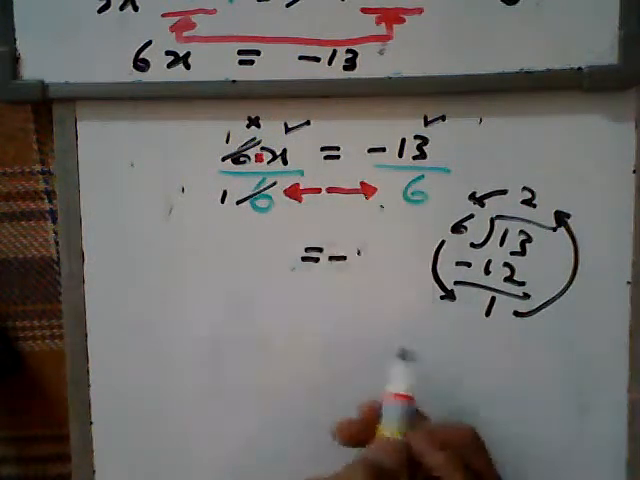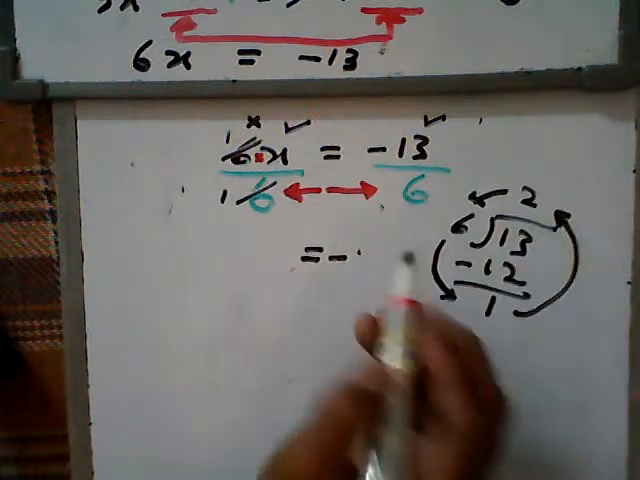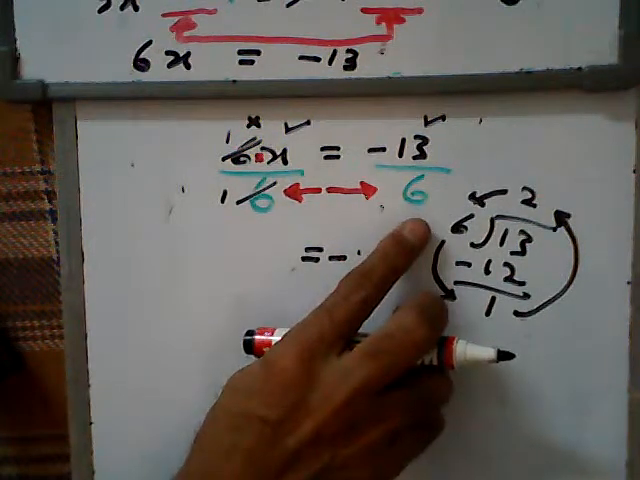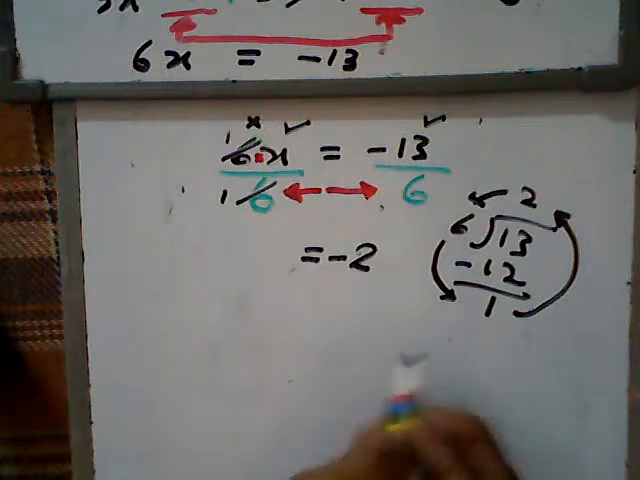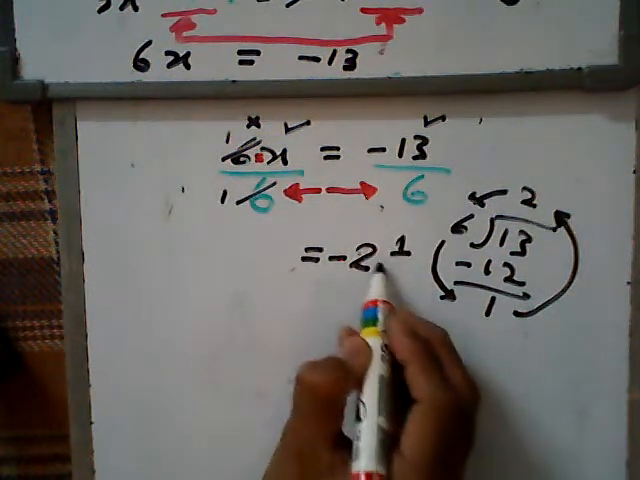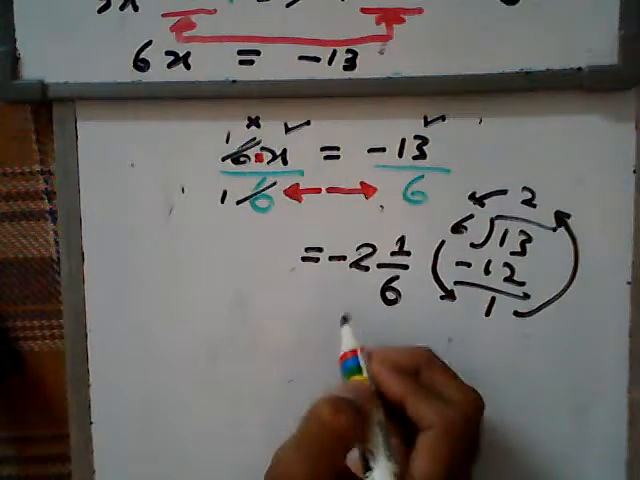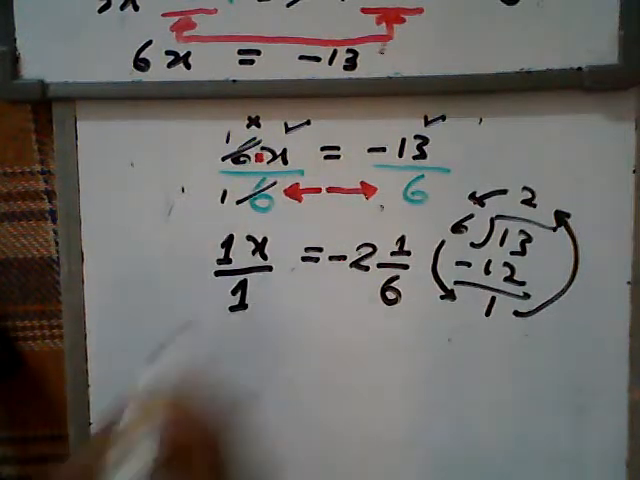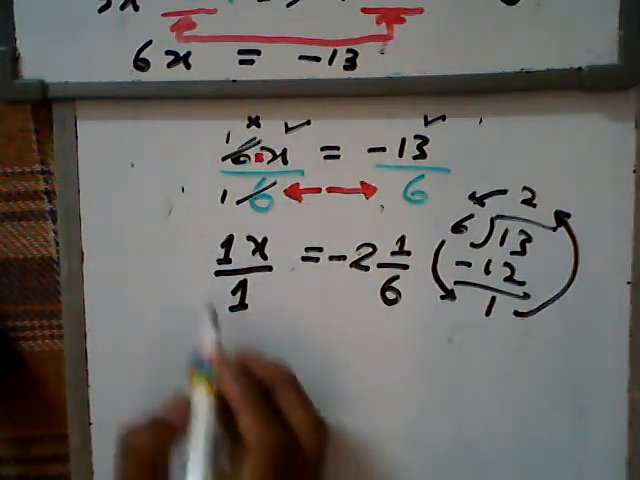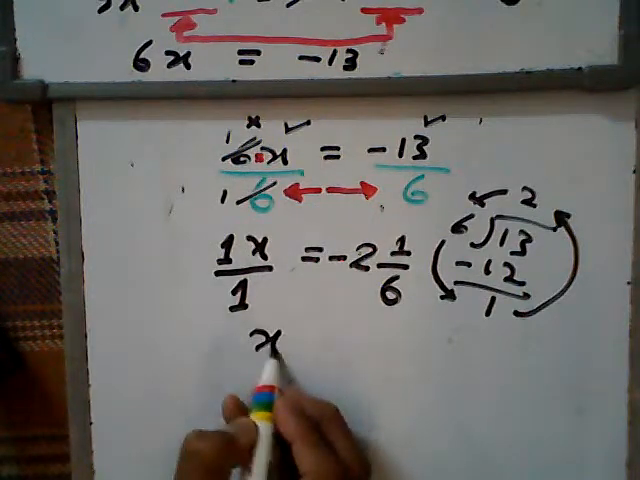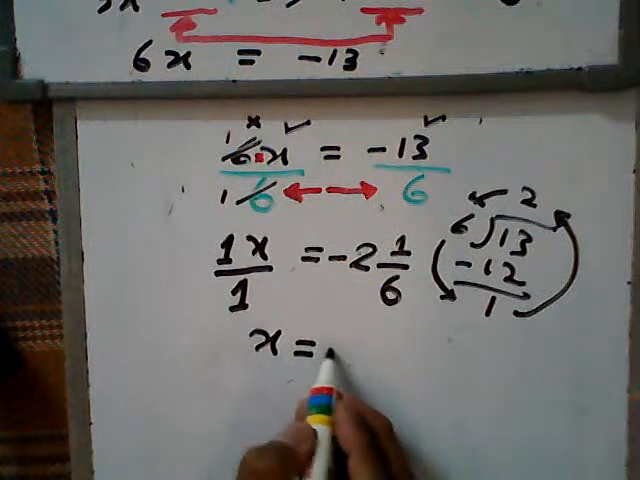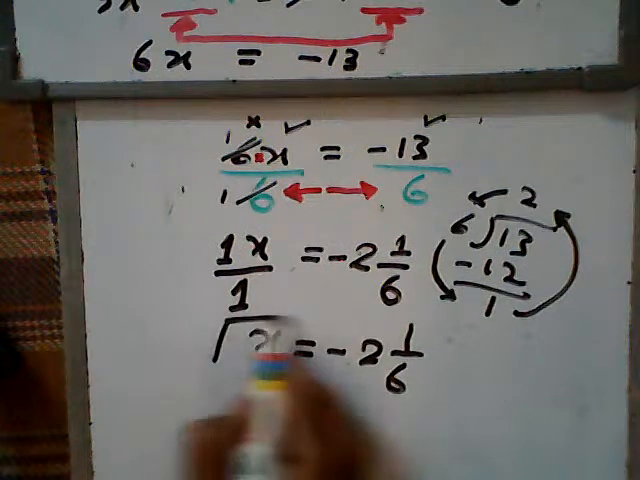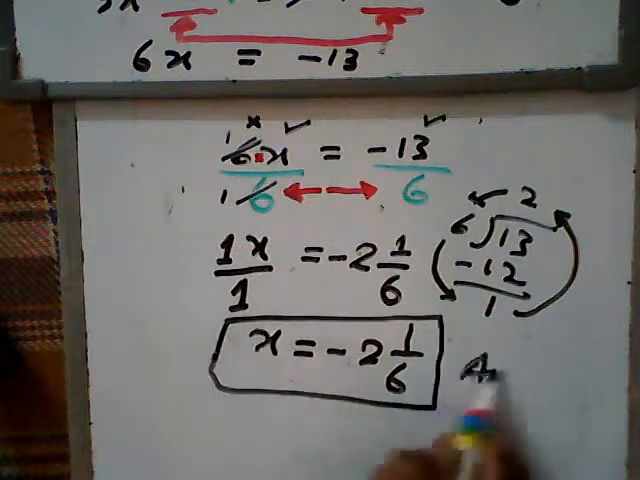Now, top comes as 2, and middle comes as 2, and top comes as 1, and bottom comes as 6. So this is an answer, and 1x over 1. And we know there's no need to write 1, so we will not write 1, and there's no need to write denominator 1. So this is our answer. Minus 2 whole 1 by 6 is our answer, in which the variable is our unknown. So this is your answer.